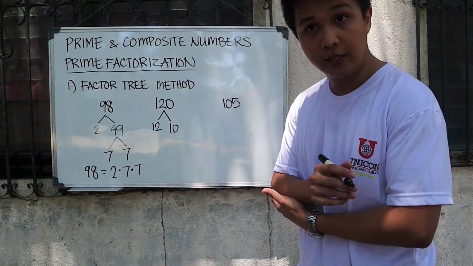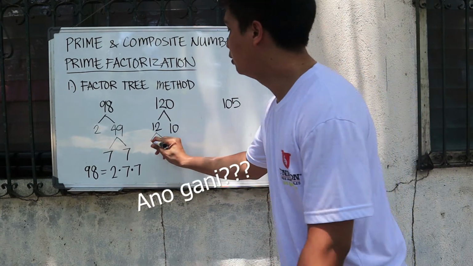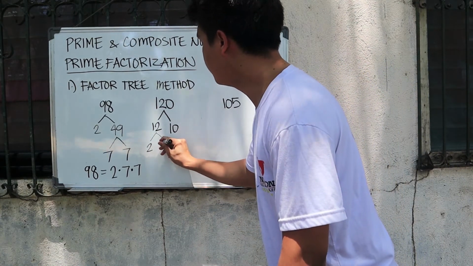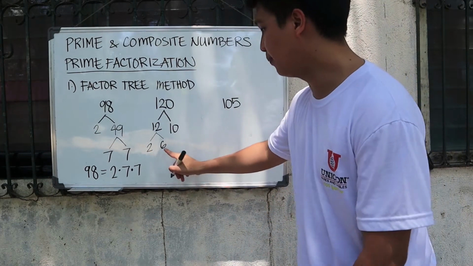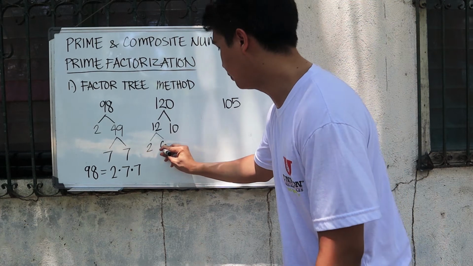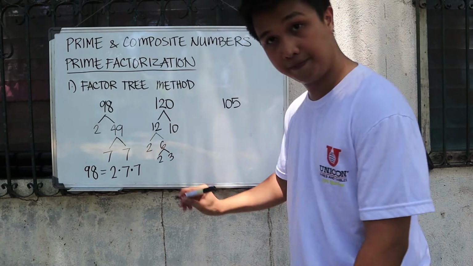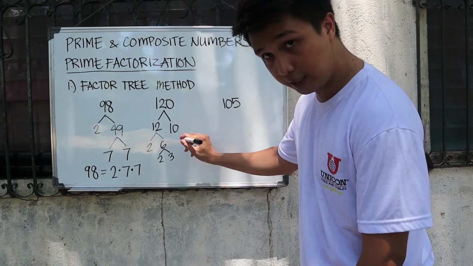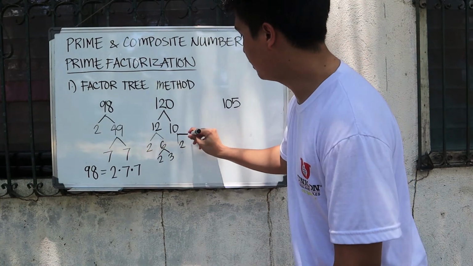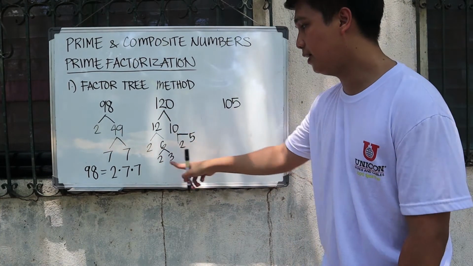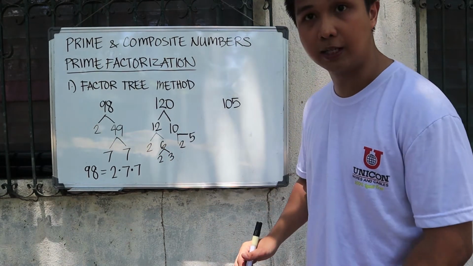So, 12 is equal to 2 times 6. Ang 2, prime na siya. Pero ang 6 is not yet prime. So, padayon tagaya po ng 6. 6 is equal to 2 times 3. And 10 is not yet prime, pero pwede pa rin siya mo on prime. 10 is equal to 2 times 5. And these are all prime, meaning these are the prime factors of 120.